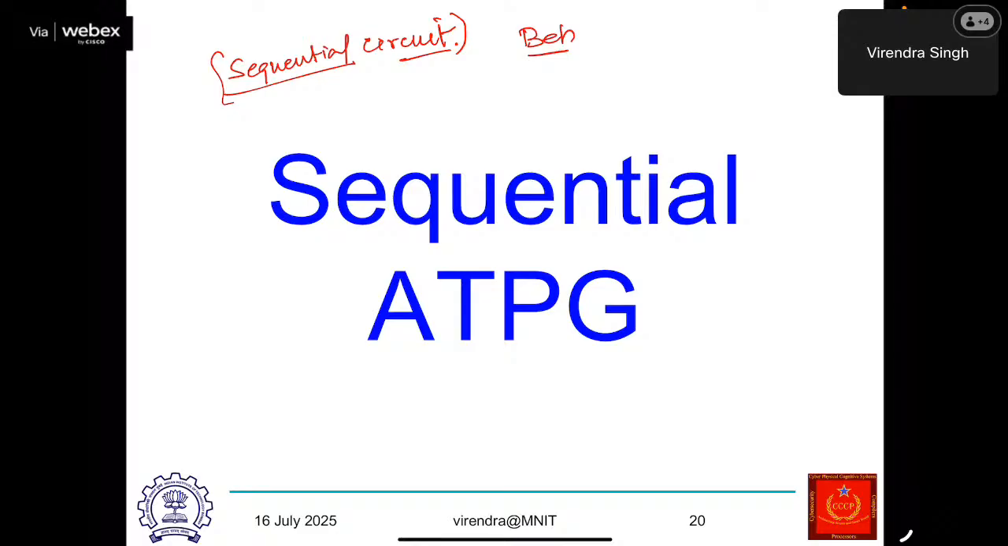For example, if I want to define the behavior of a traffic light controller, it has to produce a sequence of signals, and that sequence goes from green to yellow to red to green to yellow to red, and so on and so forth. So there is a temporal behavior, and that temporal behavior has to be encoded.